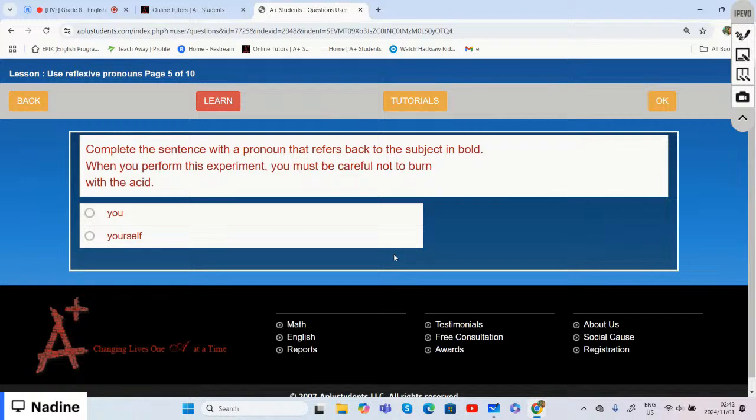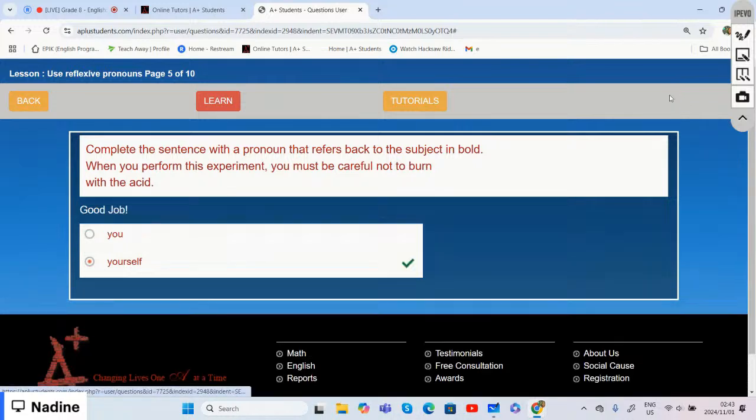All right. And if we were to choose the correct option, we will say, when you perform this experiment, you must be careful not to burn yourself. Yes, option two, yourself with the acid. Because remember, our pronoun needs to refer back to our subject, right? So our pronouns are either ending in self or selves. So it refers back to the subject. So well done. Option two is correct.